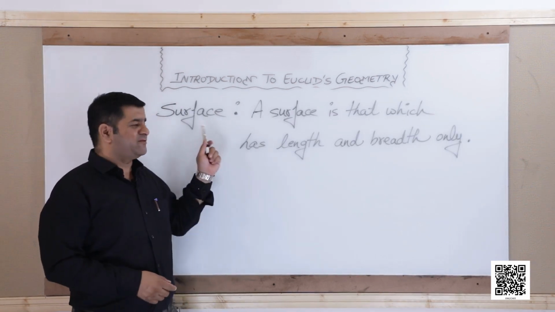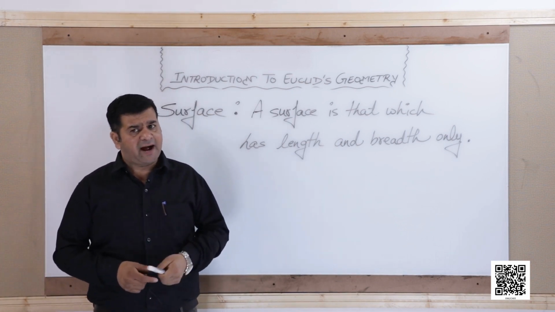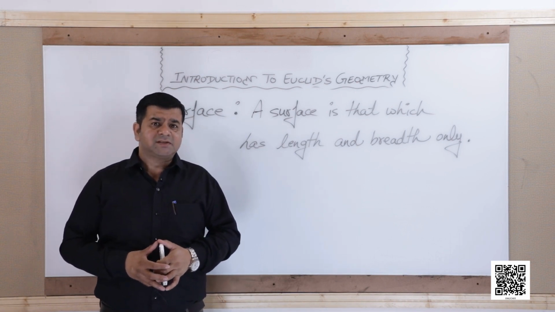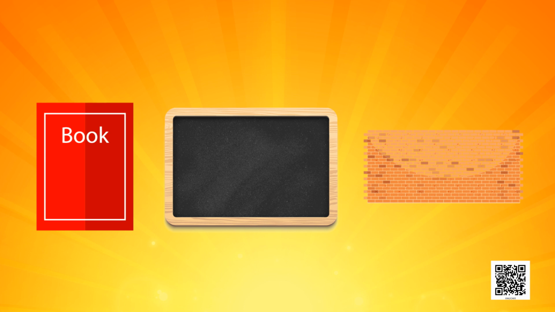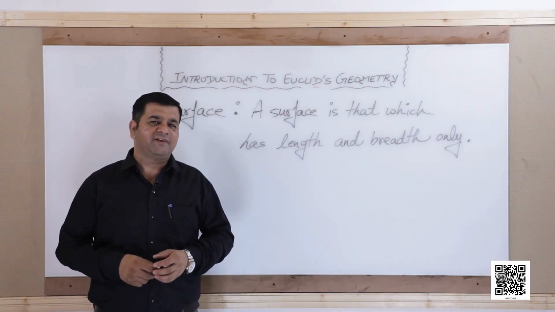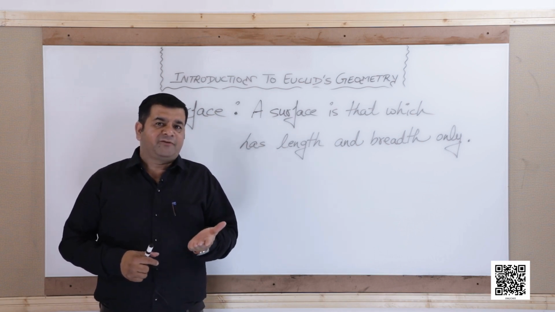Next is surface. A surface is that which has length and breadth only, like the top surface of your book or the surface of a blackboard and any wall that you see in front of you. Now all these are surfaces. I hope you can recall what a surface is. You can even see the top of your table.